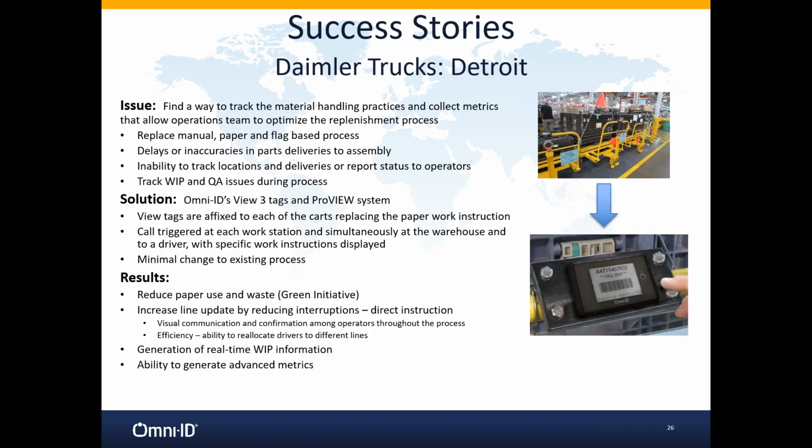Next slide highlights something similar. This would be a replenishment application. Remember, we talked about things on wheels? This Daimler plant has a lot of their material on wheels, and these carts were able to be mounted with a wireless ProVIEW tag to give instructions to the replenishment workers to pull things around. So we track the material, which allowed us to bring things line side and do the appropriate triggers to make sure we never ran out. We reduced a lot of paper, and won some Green Initiative awards.